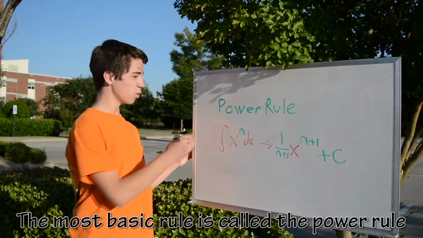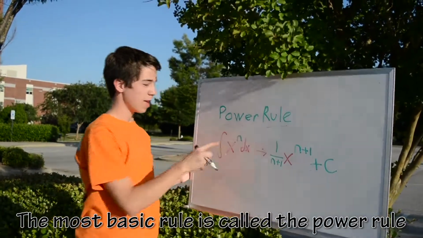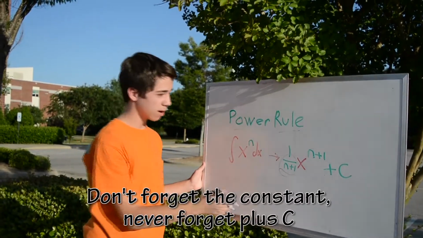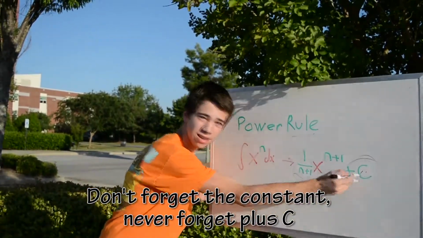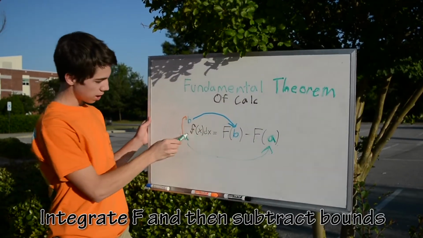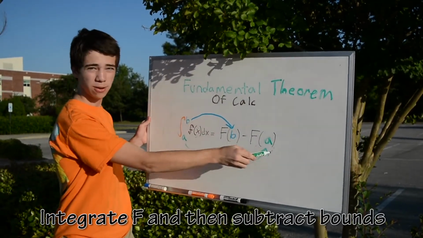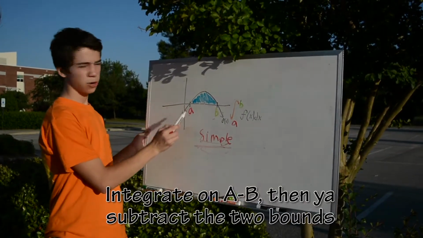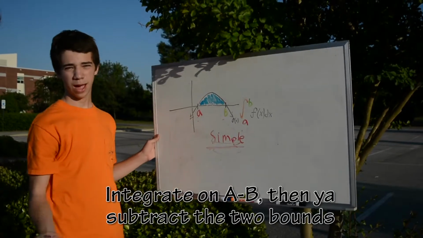The most basic rule is called the power rule. Add 1 to the n and divide by n plus 1. Don't forget the constant, never forget plus c. Now she telling us about the fundamental theorem. Integrate f and then subtract bounds. Area under curves, it's just so simple. Integrate on AB, then you subtract the 2 bounds.